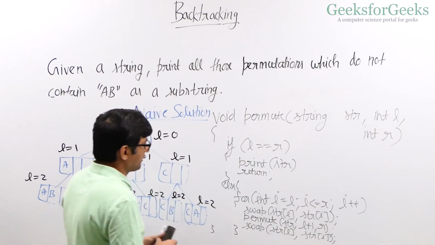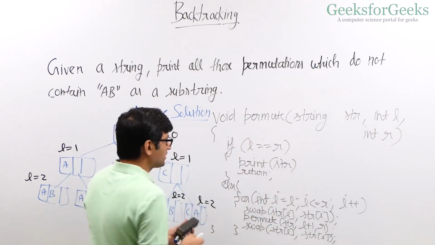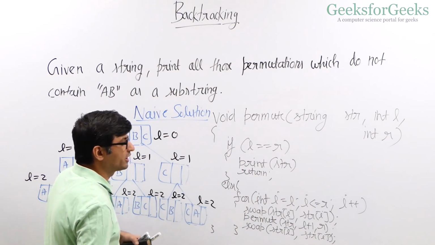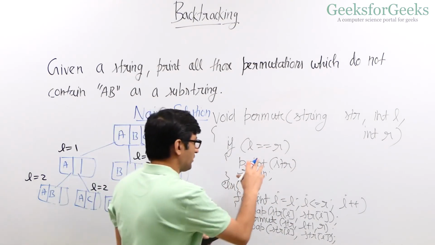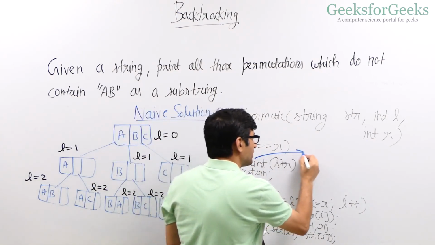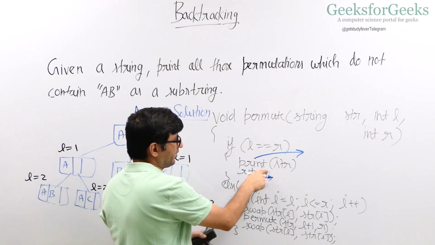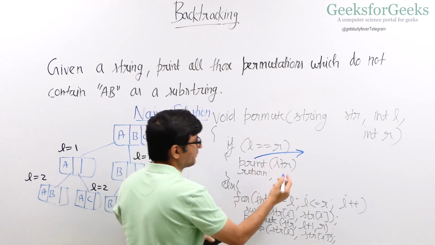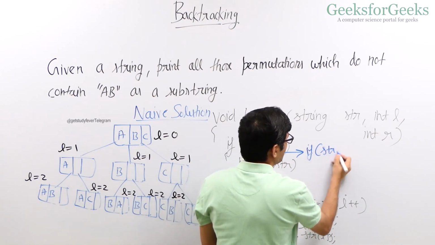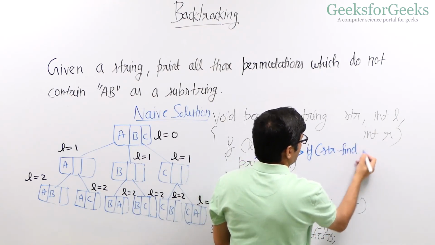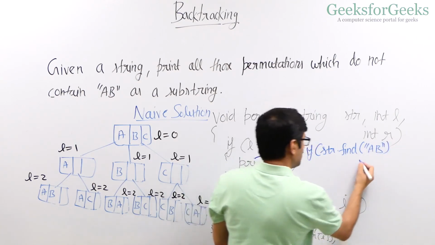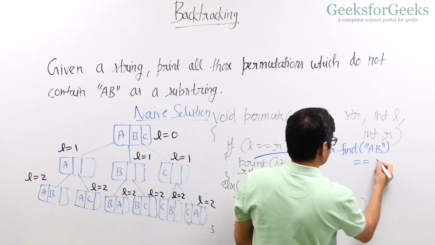So we first generate all possible permutations. I have not written the logic to filter only those permutations which do not contain AB as a substring. So this is where we print all the permutations. So I can add a condition here, print it only if AB is not a substring of it. So in C++, I'll write something like str.find("AB") if this is equal to npos.